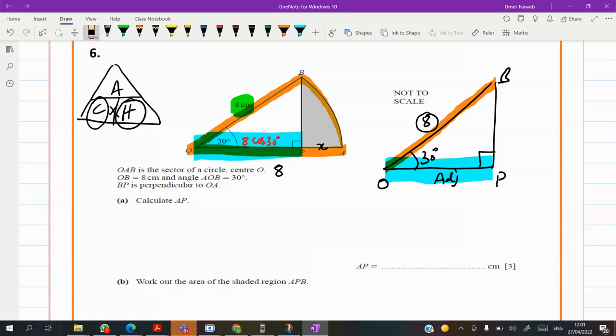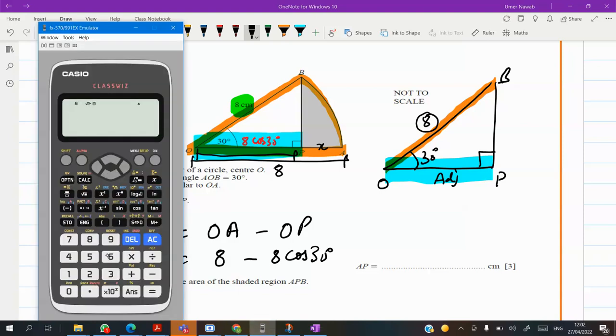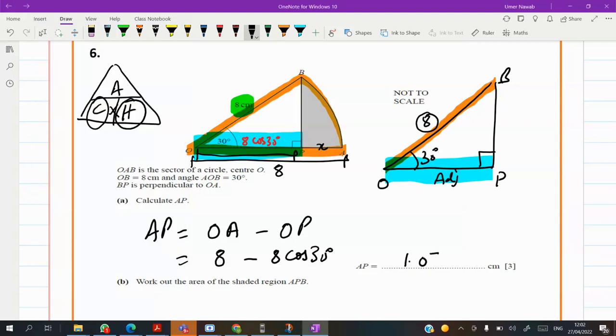But what is my question? My question is AP. So AP is basically OA, the radius of the sector, minus OP. The complete radius was 8, and OP is 8 cosine 30. When we subtract them, we will get the length of AP. 8 minus 8 cosine of 30. It gives us the answer in a different form, but we want the answer to three significant figures, 1.07.